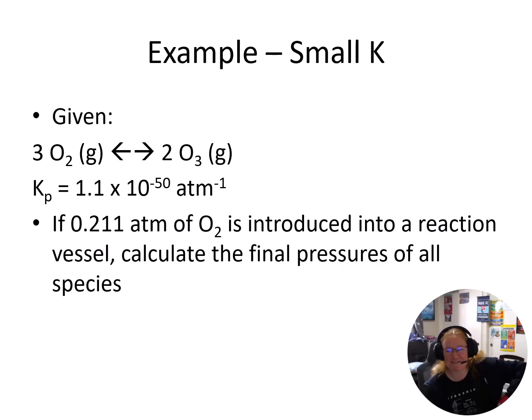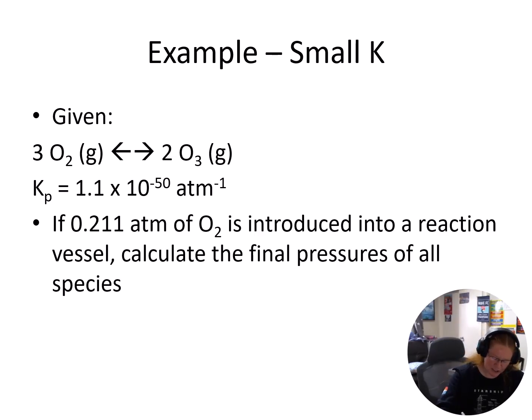All right, so here is my reaction. I've got some oxygen gas converting to ozone. My K here is 1.1 times 10 to the negative 50th. Okay, so very, very small, right? We've got 0.211 atmospheres of oxygen. Calculate the final pressures of all species.